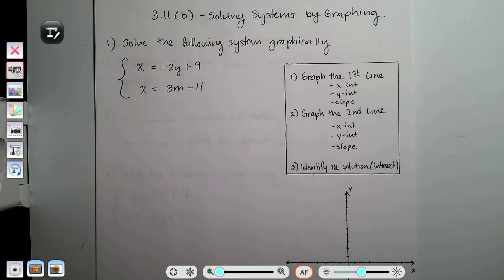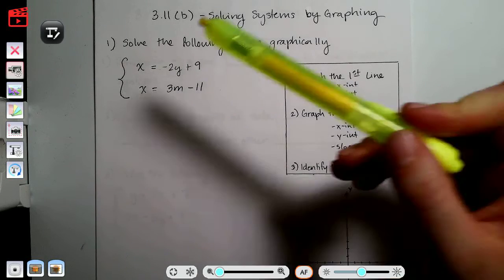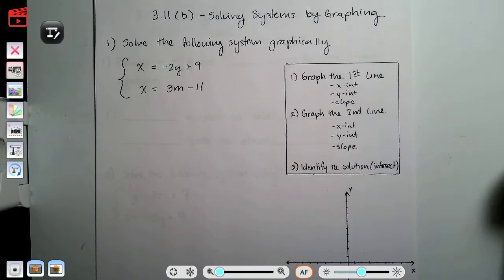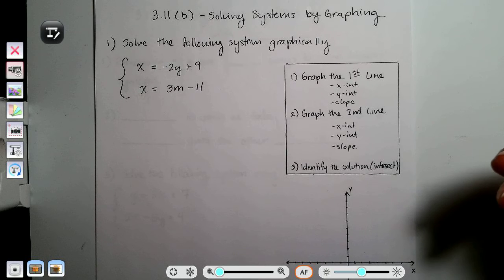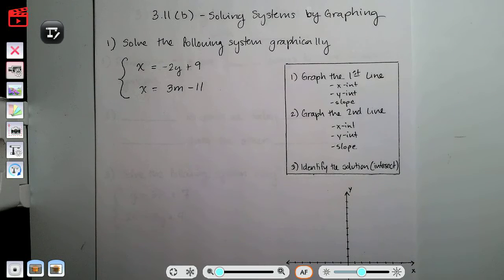All right, so here we are with 3.11 part B, solving systems by graphing. This is the second example for graphing. We have the instructions: solve the following system graphically. Remember, if on an exam I ask you to solve graphically and you choose another method, you will not receive the points for this problem. So please follow the method that is indicated.